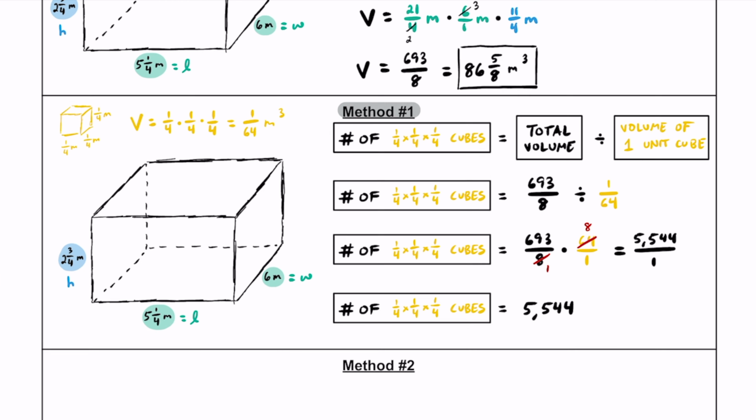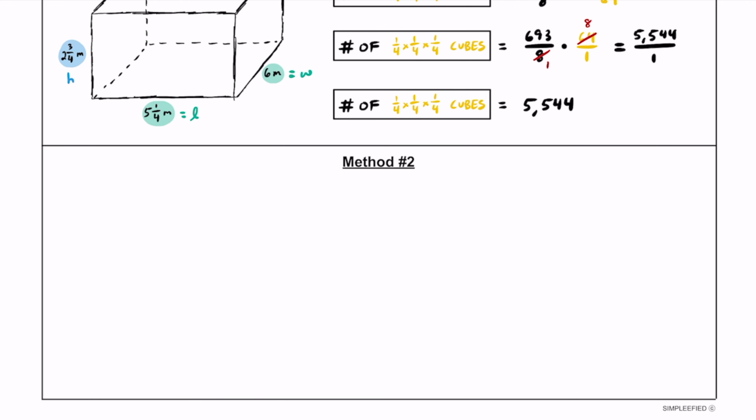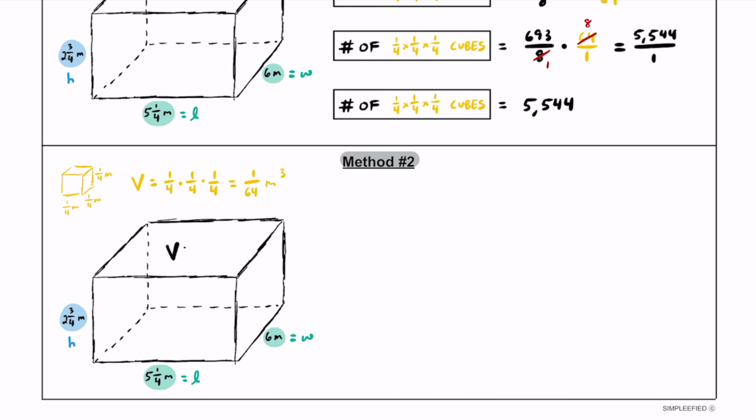Now, while that's one method, here is another that you may find useful as well. So it's good to know both of these. Here's method 2. All right, so we already established earlier that the volume of the rectangular prism was going to be 86 5/8 meters cubed. We figured that out in the very beginning. So this is the volume of the entire cube. We also figured out the volume of one of these itty bitty quarter by quarter meter cubes.